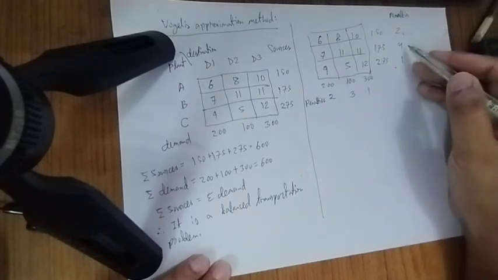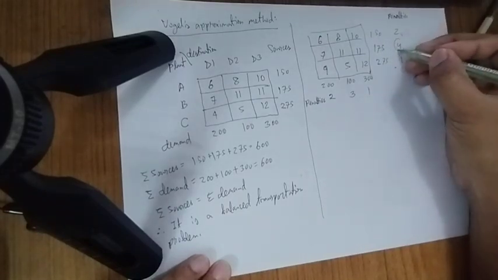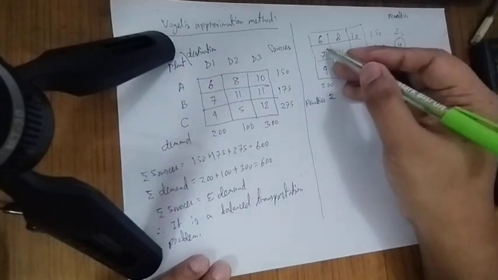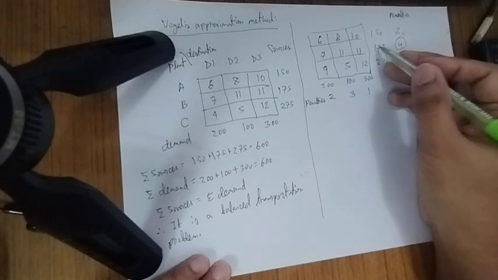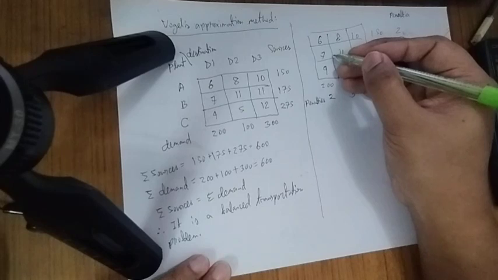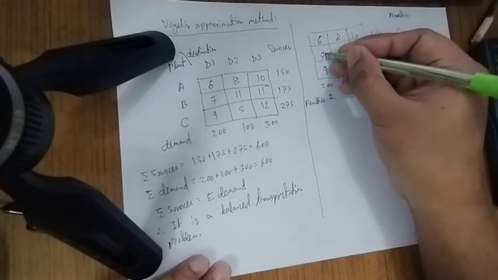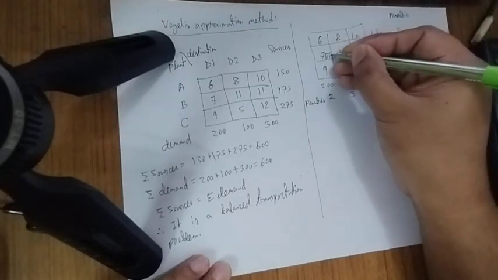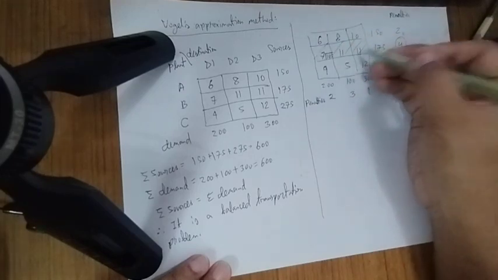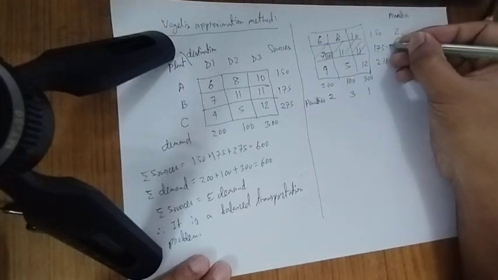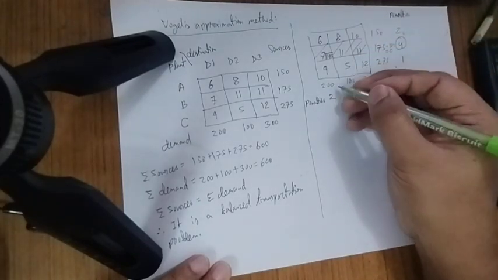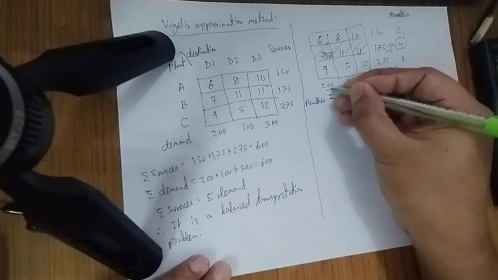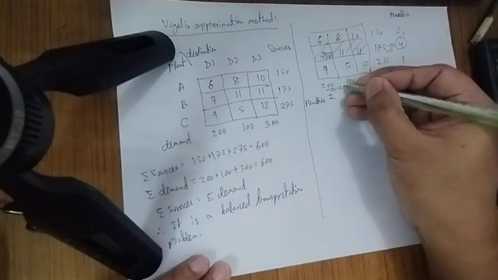Now we have to choose the highest penalty. Here our highest penalty is 4, so we choose this row, and within this row the lowest cost is 7. We have to assign 175 to the lowest unit cost, here. So this row becomes exhausted, 175 minus 175 is 0, and 200 minus 175 becomes 25.